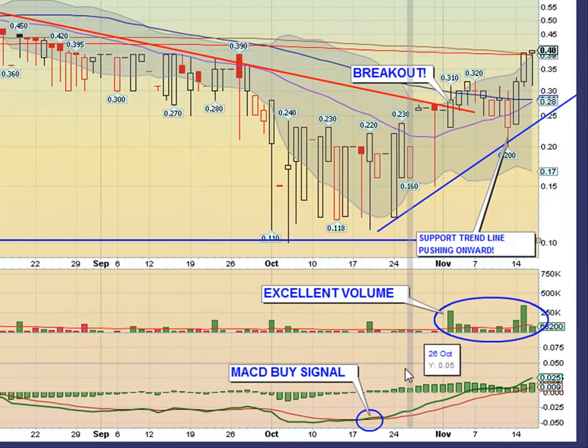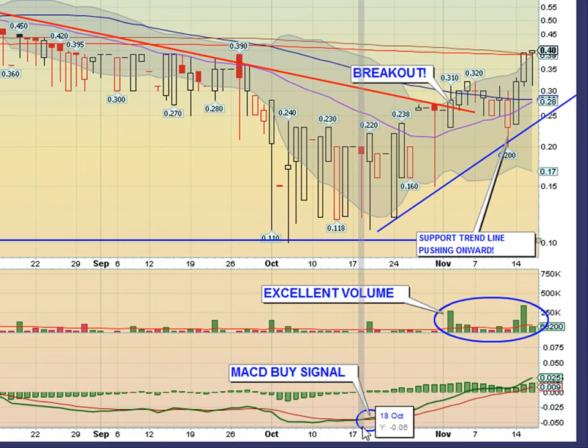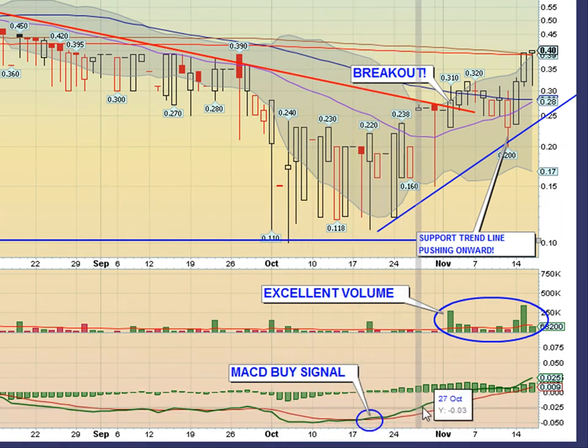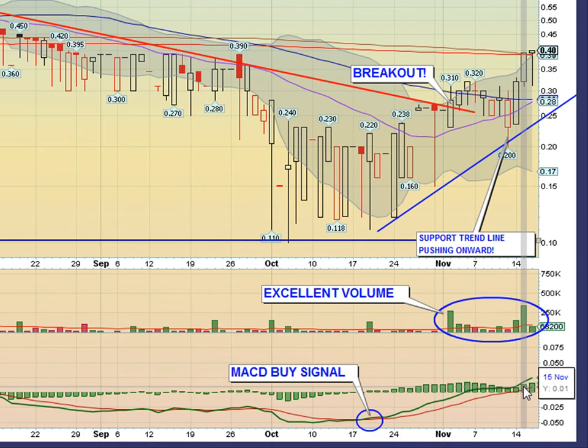all the way up to 40 cents. Now you can see here also we were getting that buy signal where the MACD was basically pointing down, crossed over, and now it's trending up. So this is also the confirmation that the stock is in an upwards trend.